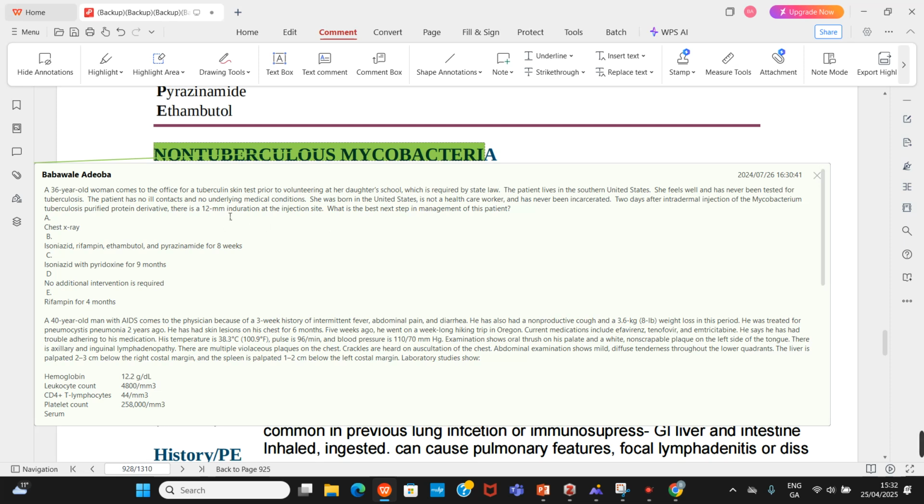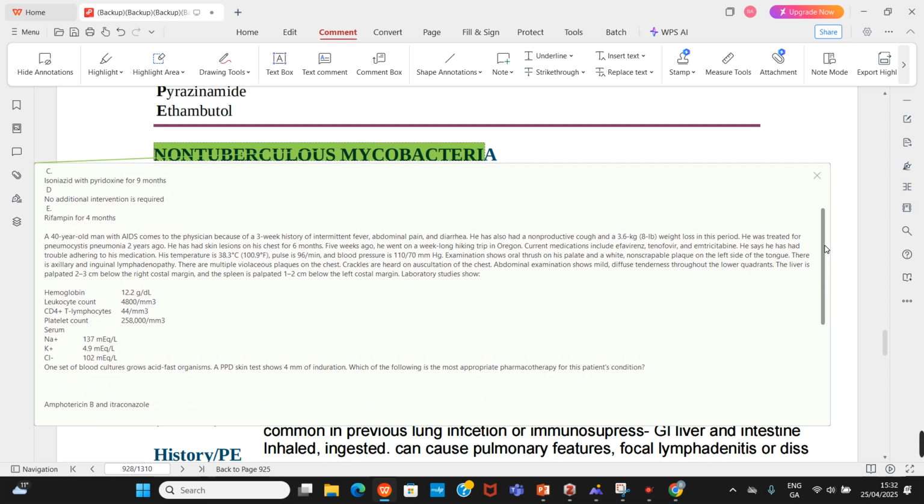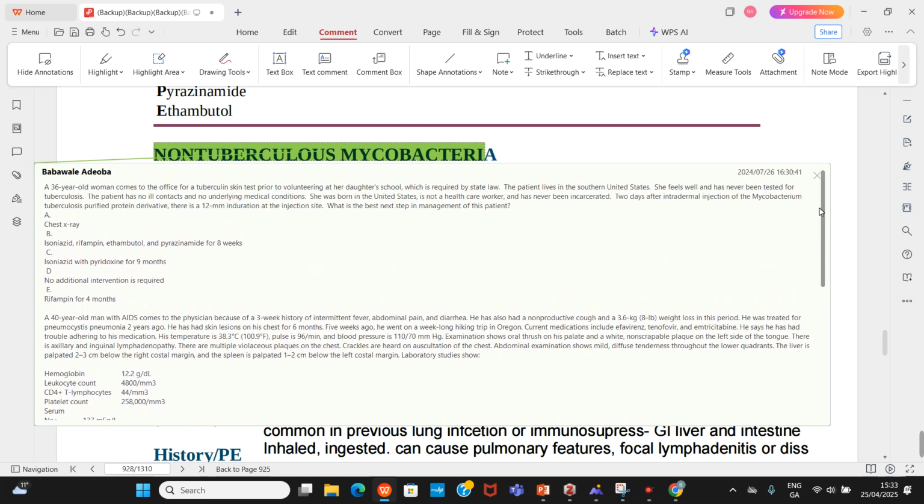Some people will see that 15 and go and pick isoniazid, and they'll be shouting that they have blasted the exam. It's as simple as that. You know what you are looking for. Once I see it positive, the best next step is a chest X-ray. If the chest X-ray is now positive, you are saying it's okay.